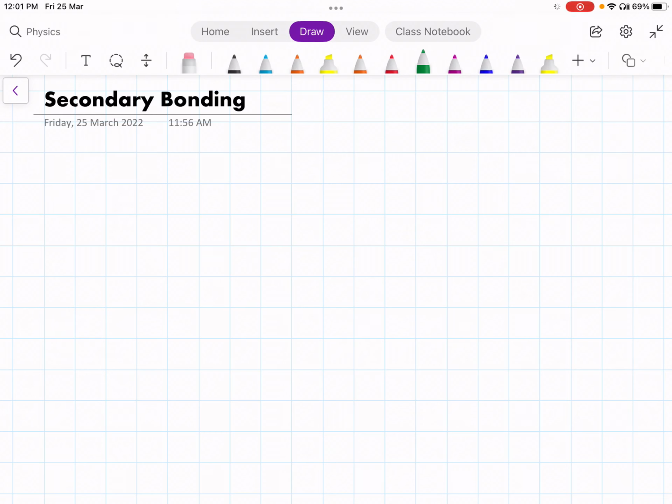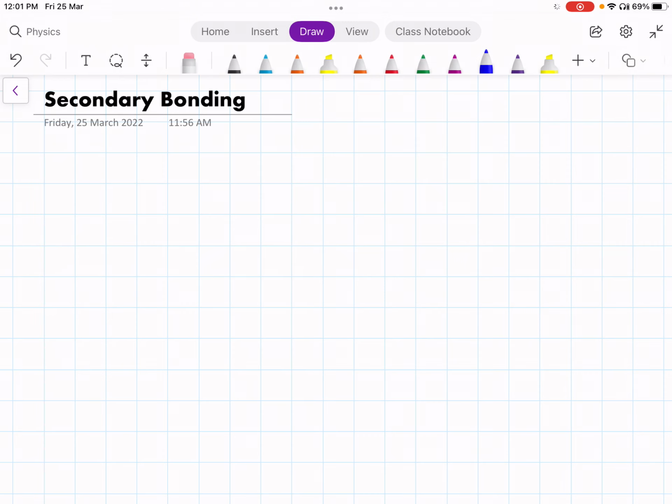Secondary bonding. In earlier lectures, we studied ionic bonds, covalent bonds, and metallic bonds. These bonds are called primary bonds because in this bond there is a sharing of electrons or the transfer of electrons takes place. But in this lecture, we are studying secondary bonding. In the secondary bonding, there is no transfer of electrons or no sharing of electrons.